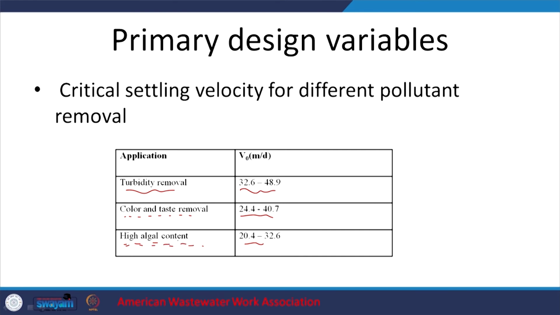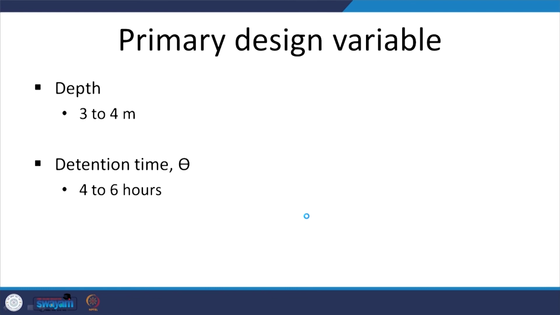Again, as you can see, the density is decreasing in this way, and thus it is also affecting the V naught here. Let us move on. So, primary design variable, as we mentioned, is also dependent upon the time. Typical time in a sedimentation basin will be 4 to 6 hours, and depth, or theta, or we are going to talk about h, I guess. So, that is what we have out here.